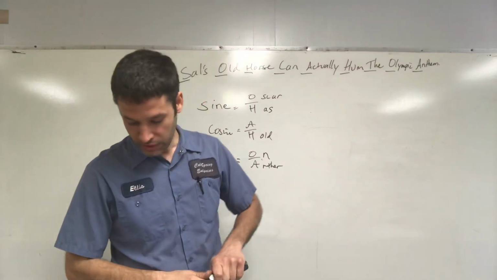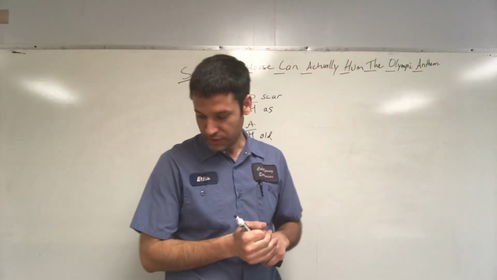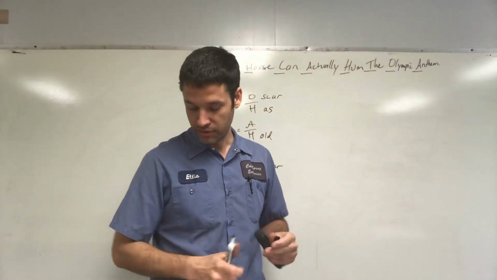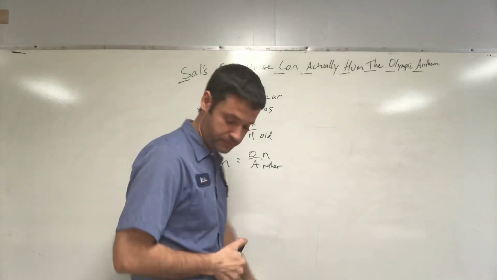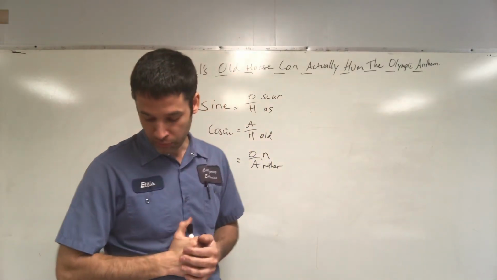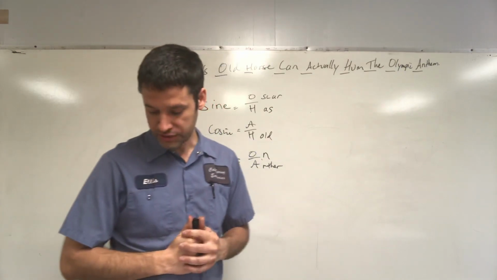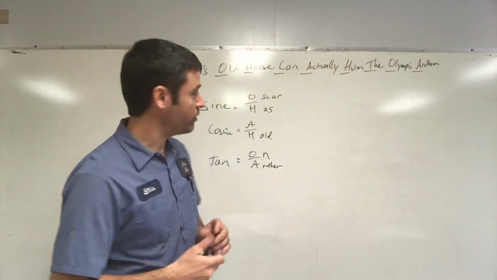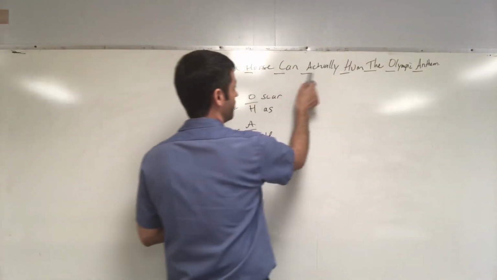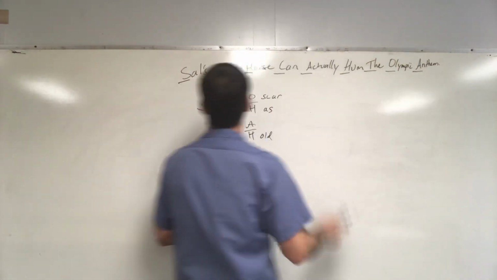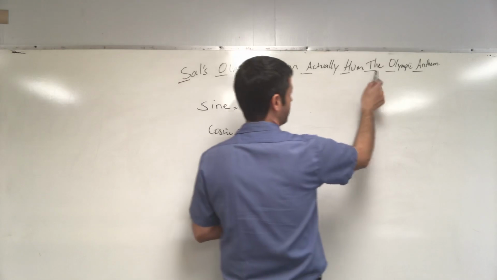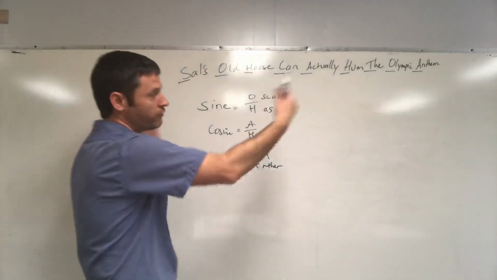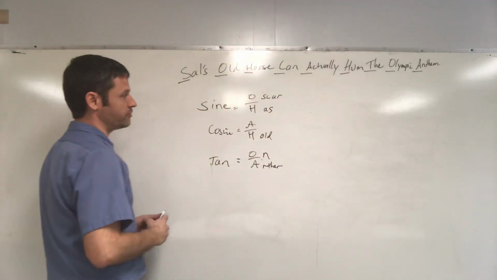There are other ones. Studying our homework can always help to obtain achievement. That's about as clunky of a saying as you can get. Another one, some old hen caught another hen, taking one away. Saul's old horse can actually hum the Olympic anthem. That's the long version. I like shorter because it's less to remember.